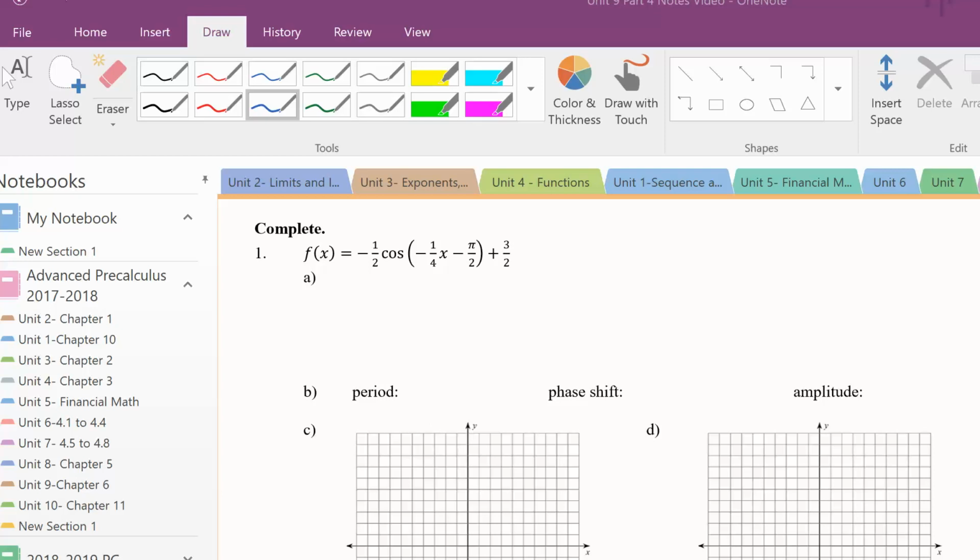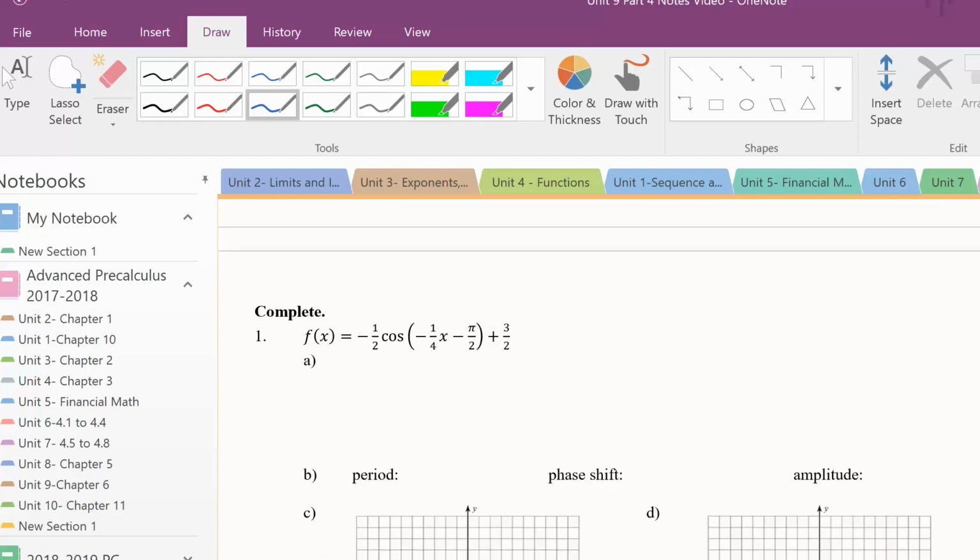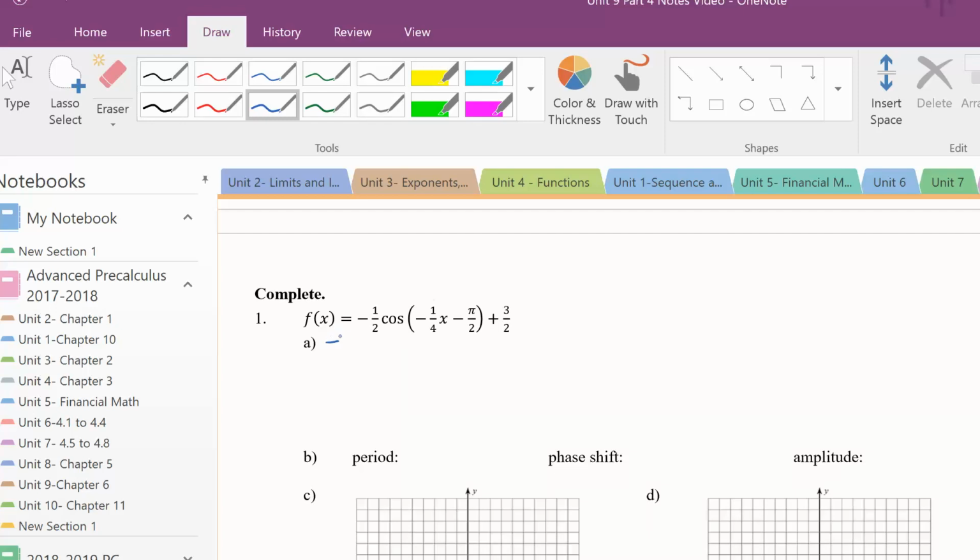All right, so the first step is to use the even and odd identities to make sure that b is positive. For example, here, the first thing we're going to do is factor out the term in front of the x. So we're going to take out the -1/4, and when you take out the -1/4, that makes this a positive. Then when you divide pi over 2 by 1/4, you get 2 pi.